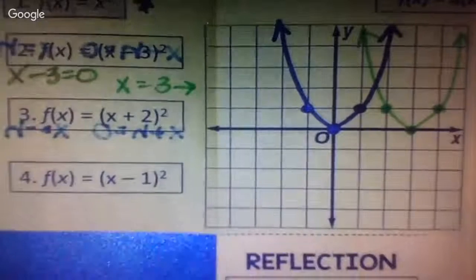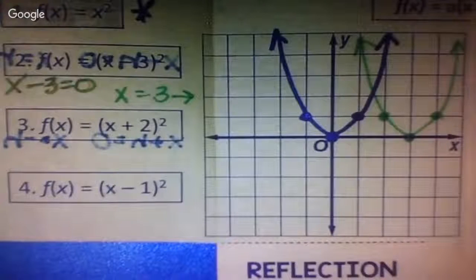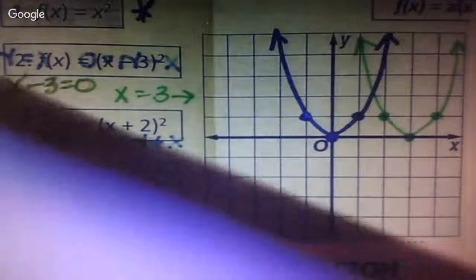So there's my new picture. If I move it to the right by 3, this is what my picture looks like. Will they only show the new one like on the test, or will they show both?